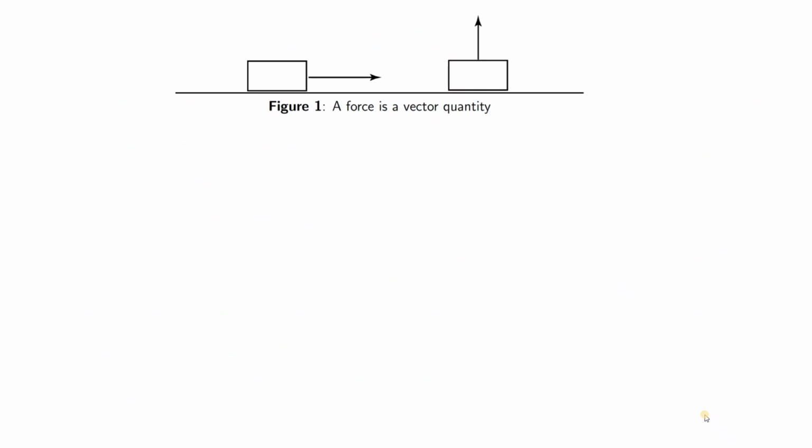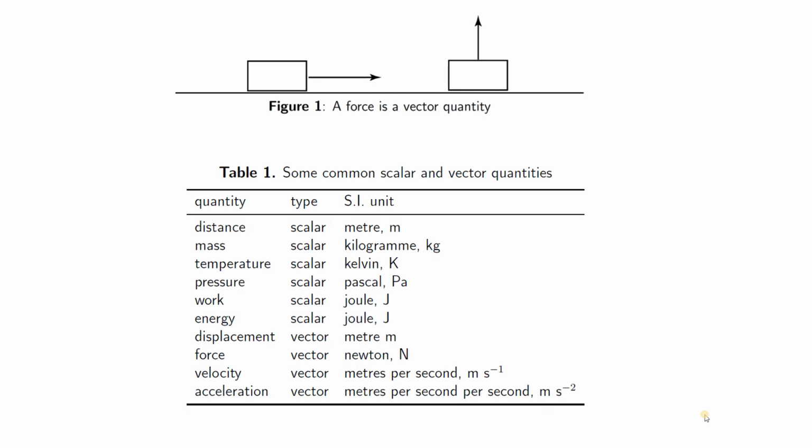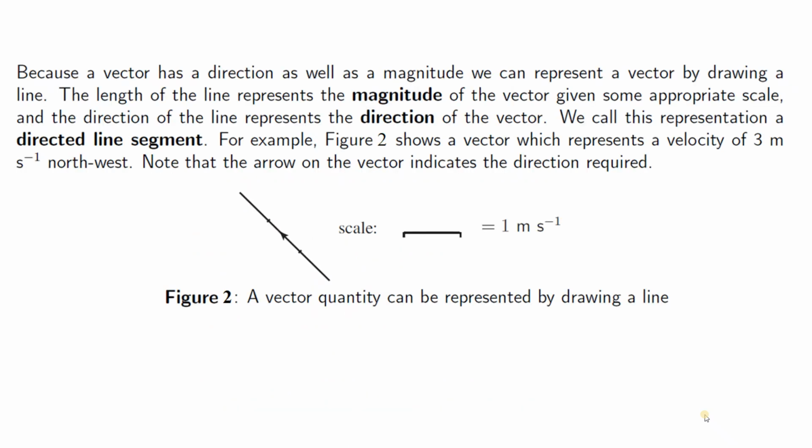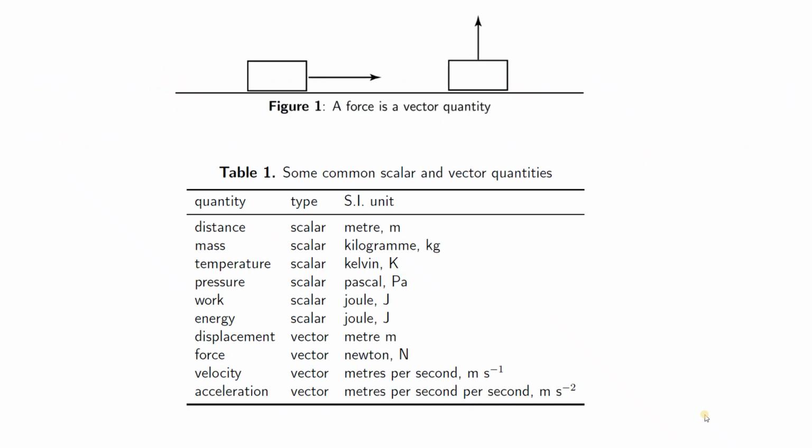So these are just the basic definition of vector. That is, force is a vector quantity. So these are some scalar and vector quantities. That is distance, mass, temperature, pressure, work, energy. These are all scalar. And displacement, force, velocity, acceleration, these are all vectors.